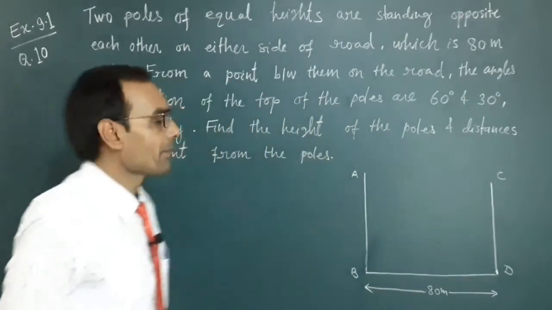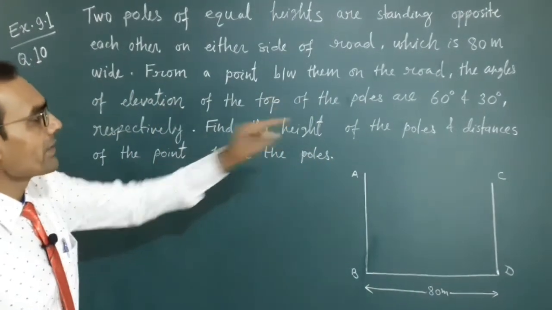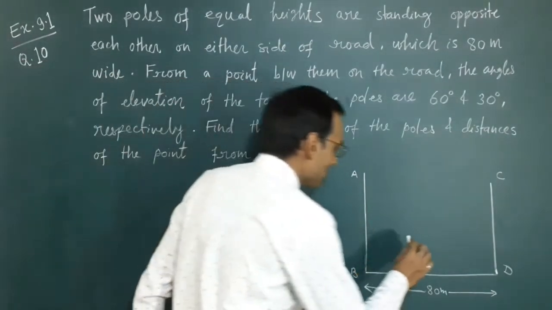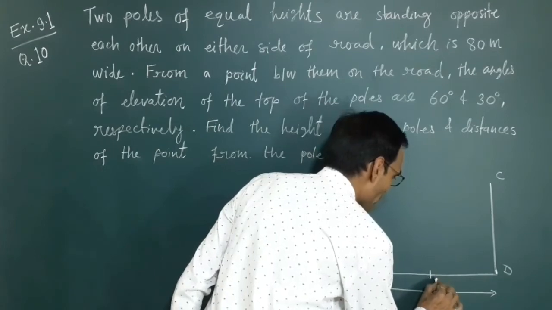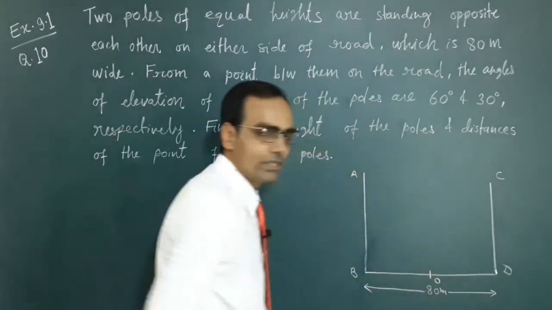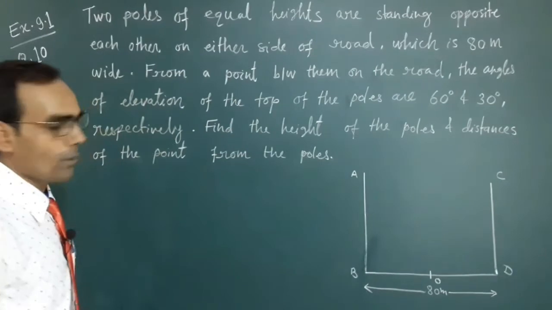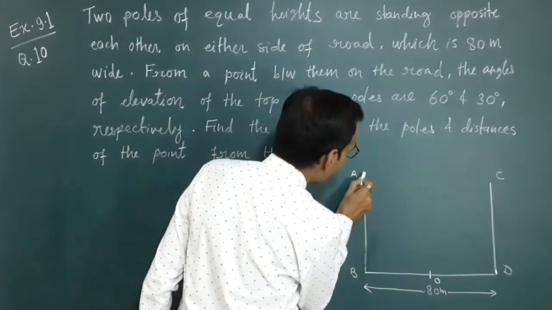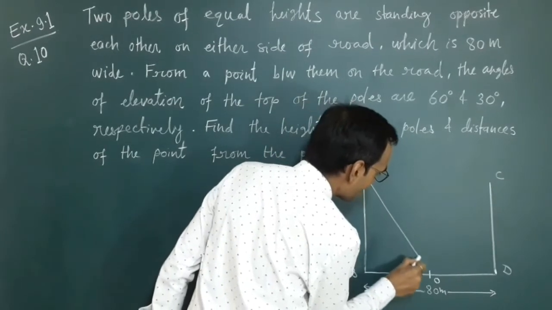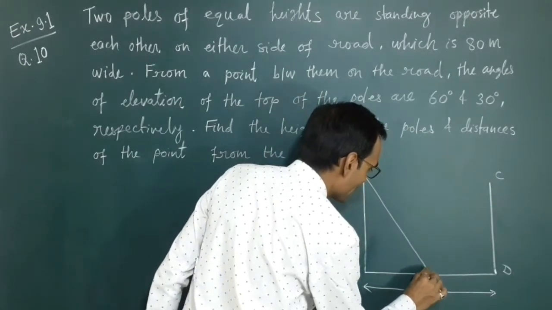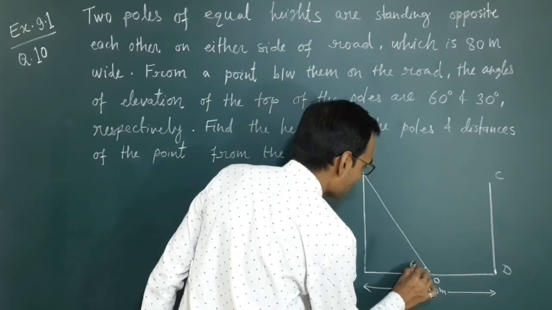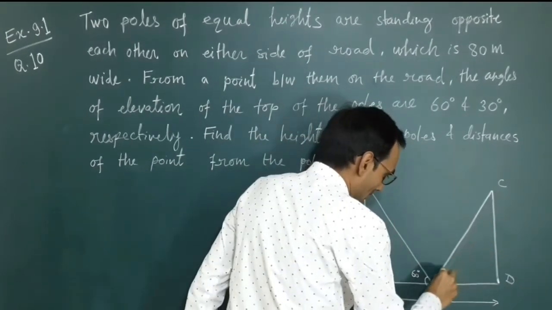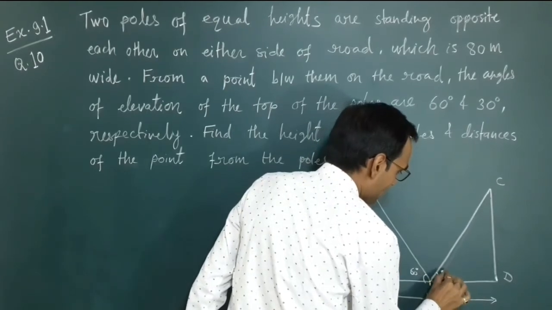Also given in the problem, from a point between them on the road, the angles of elevation. So take any point on the road, suppose that is O, and the angles of elevation of the tops of the poles are 60 degree and 30 degree. So joining AO, we get the angle of elevation that is 60 degree, and the second one is 30 degree.